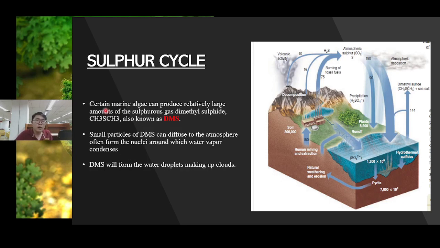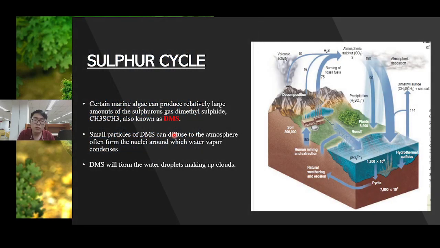Okay, next, there are certain marine algae that can produce a relatively large amount of the sulfurous gas dimethyl sulfide, also known as DMS. This is a special case where some marine algae produce the gas called dimethyl sulfide, another name being DMS. The small particles of DMS can diffuse to the atmosphere, often forming the nuclei around which water vapor condenses, making up the clouds. This is extra information for you.